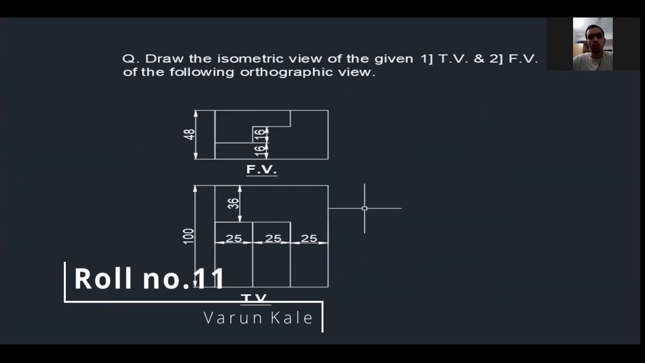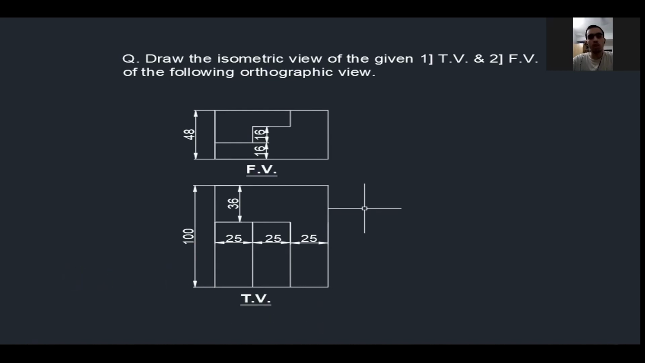Isometric projection is a type of projection in which three dimensions of a solid are available in a single view, as well as their actual sizes can be directly measured from it. On the screen, we have been given an orthographic projection of an object. With its reference, we are going to draw its isometric view. We are going to do it as follows.